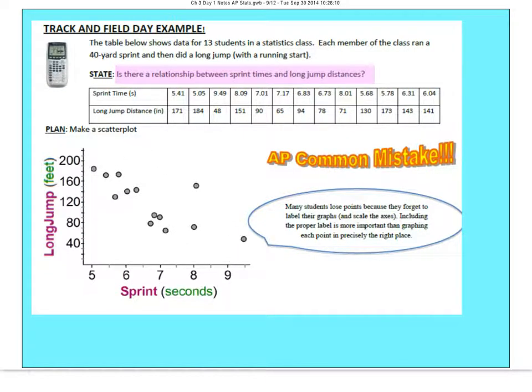In terms of the direction, we could see that there is a negative relationship, it's going downhill, between sprint time and long jump, meaning as the sprint time gets really slower, or that it takes them longer to do it, their long jump performance is not as good.